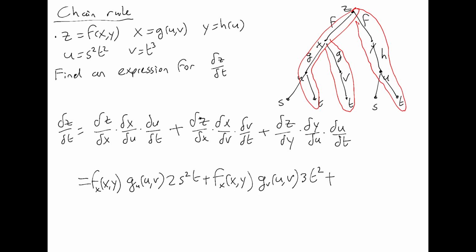And then the last one, dz/dy, similar as before, this is the derivative of f with respect to the y variable. Then dy/du, well, y is only a single variable, so if you want you could write h sub u, but it would be a little bit more accurate to write h prime of u, because we only have a single variable and then we always denote the derivative with a prime. So this is, I think, the most accurate way of writing it down. And then we have du/dt, which, as before, is 2s squared t. And so that is a nice expression for dz/dt, and this finishes this video on the chain rule.